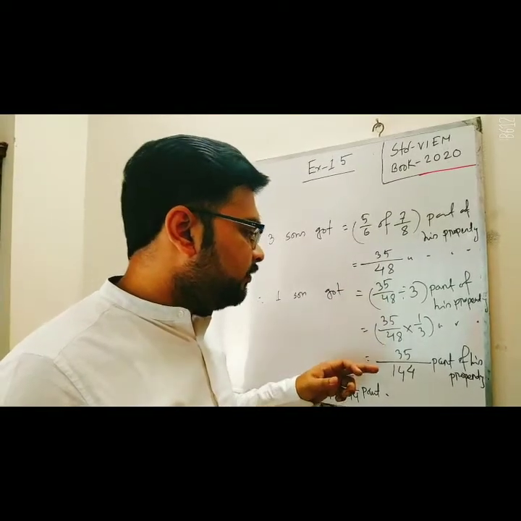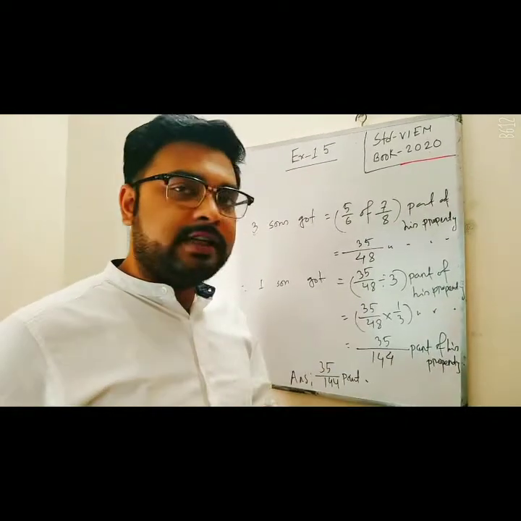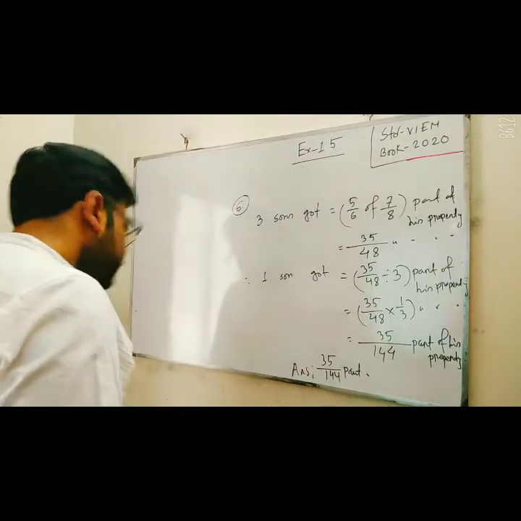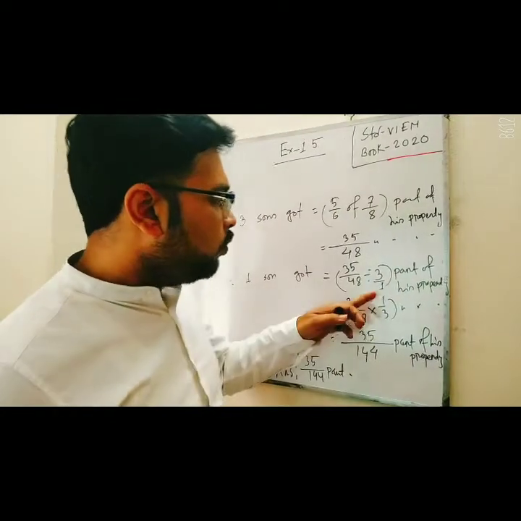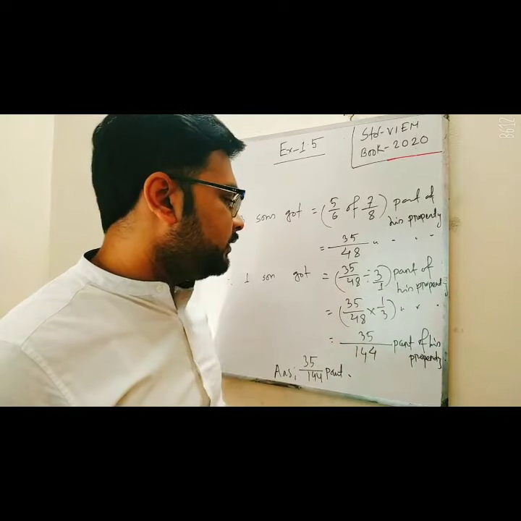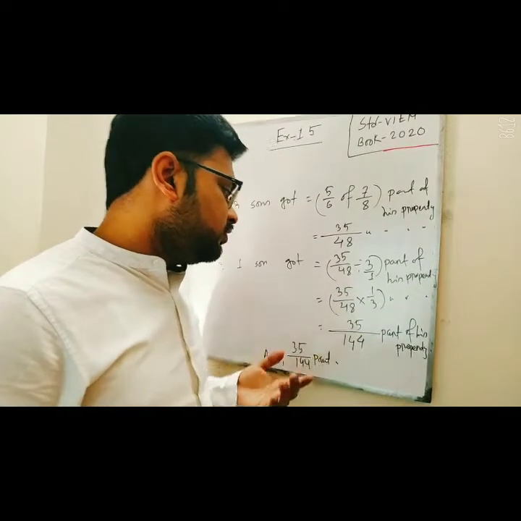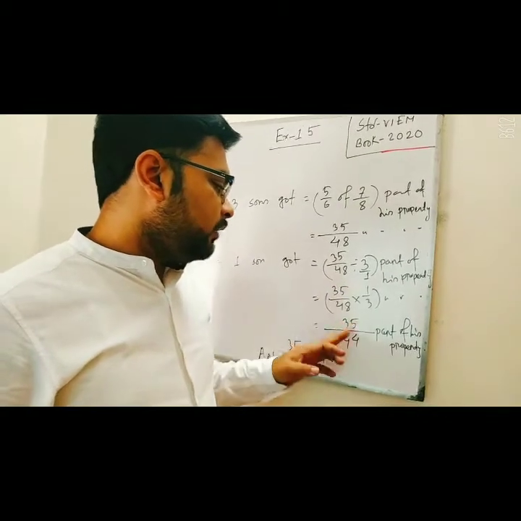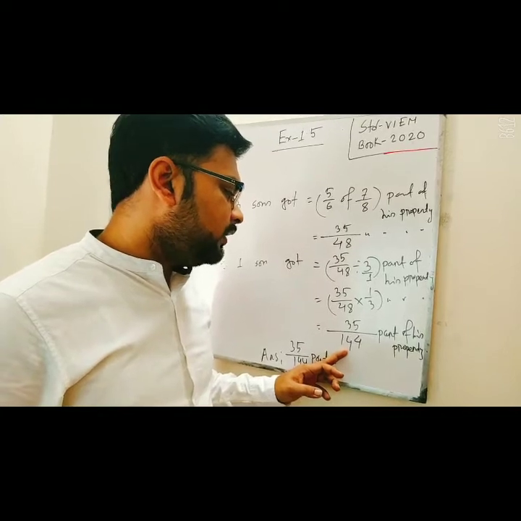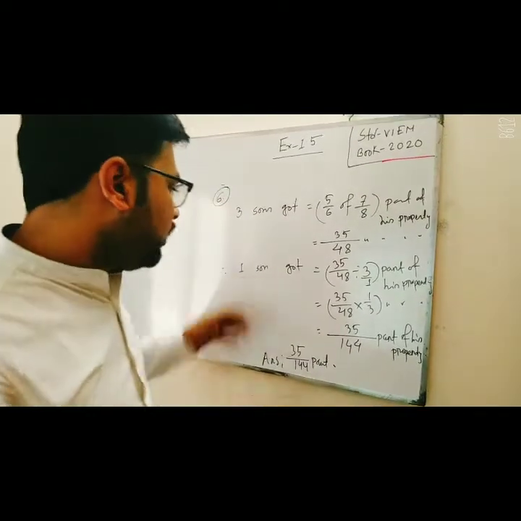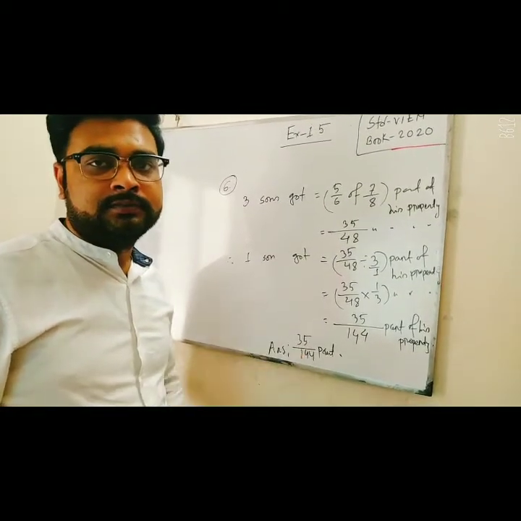So 35 by 48 divided by 3, it will be multiplied, and 3 is reversed, and reversed means 3's denominator is 1 and it will be reversed, so 1 is numerator and 3 is denominator. There is no cut down in this calculation, so 35 is multiplied by 1, that means 35. 48 is multiplied by 3, that means 144 part of his property. So we can say one son got 35 by 144 part.